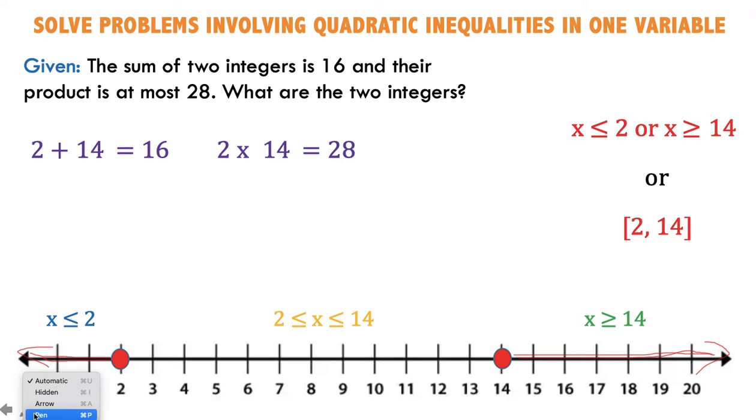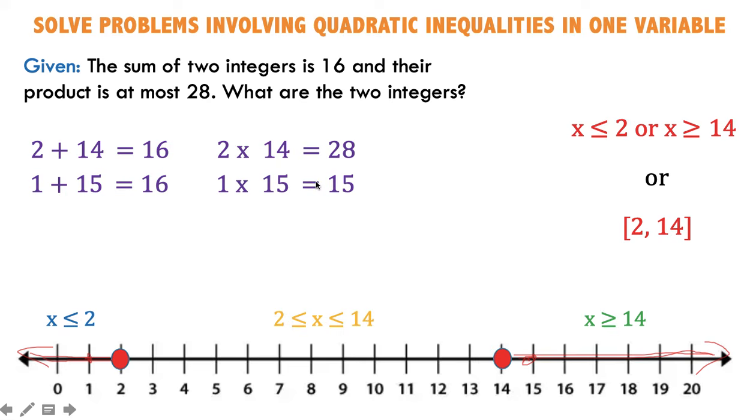So how about if we try the other numbers? So let's try 1 and 15, because when we add them, it makes 16. So 1 plus 15 is 16. So according to our given, when we multiply the same numbers, it gives us less than or equal to 28. So 1 times 15, the product is 15. So it satisfies because 15 is less than 28.